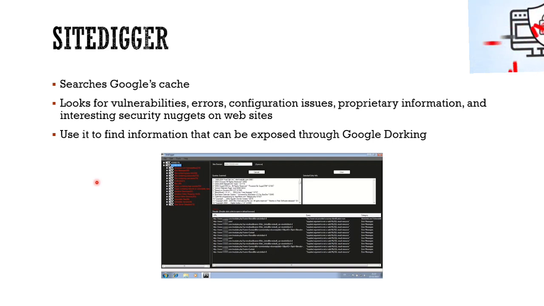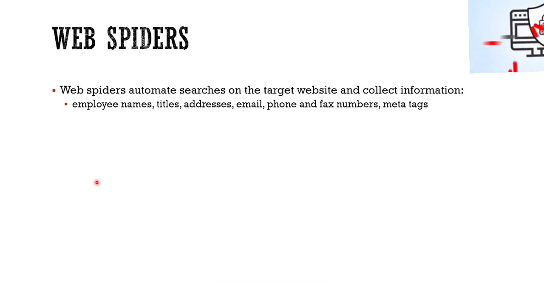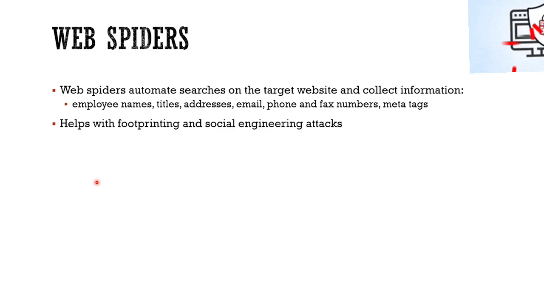We've already seen how we can use information through Google dorking. A web spider is something that will automatically crawl all over the target website and collect information. The names, the titles, the addresses, the email, the phone, the fax numbers. People still use faxes? Anyway, and any meta tags. Web spiders help with footprinting and social engineering attacks, and there are a ton of web spidering tools.